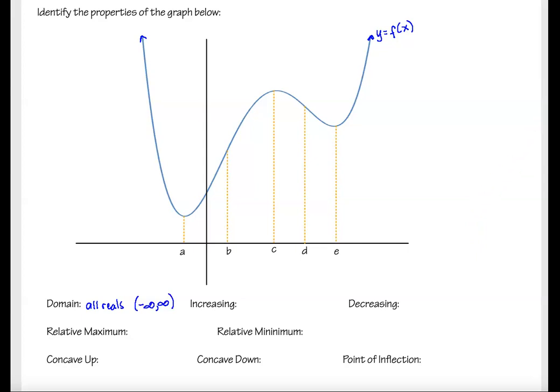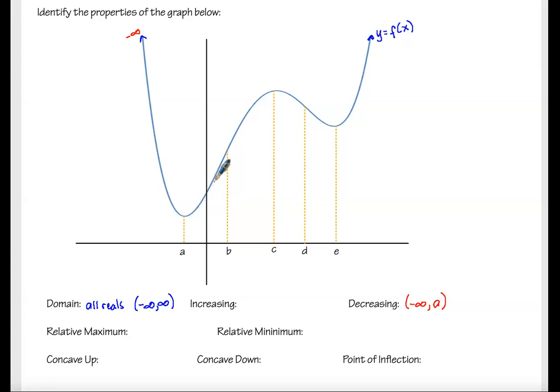Now let's read the graph from left to right. So from negative infinity to A, your graph is decreasing, right? It's decreasing, it's going down. When you write down the interval for increasing or decreasing, we always use parentheses. So from negative infinity to A, the graph is decreasing.